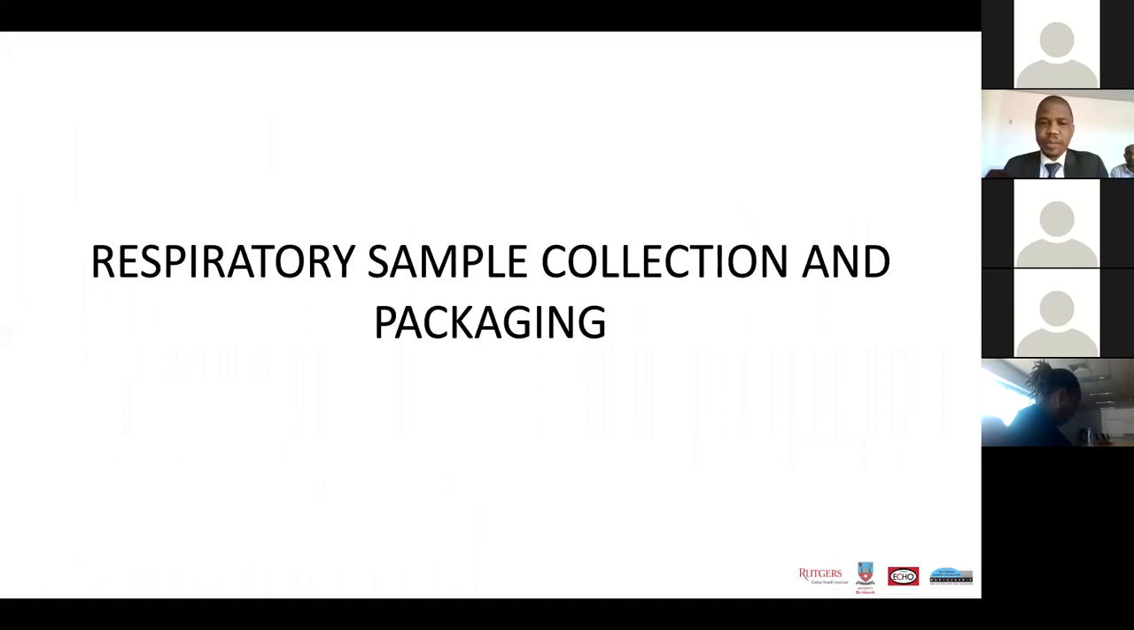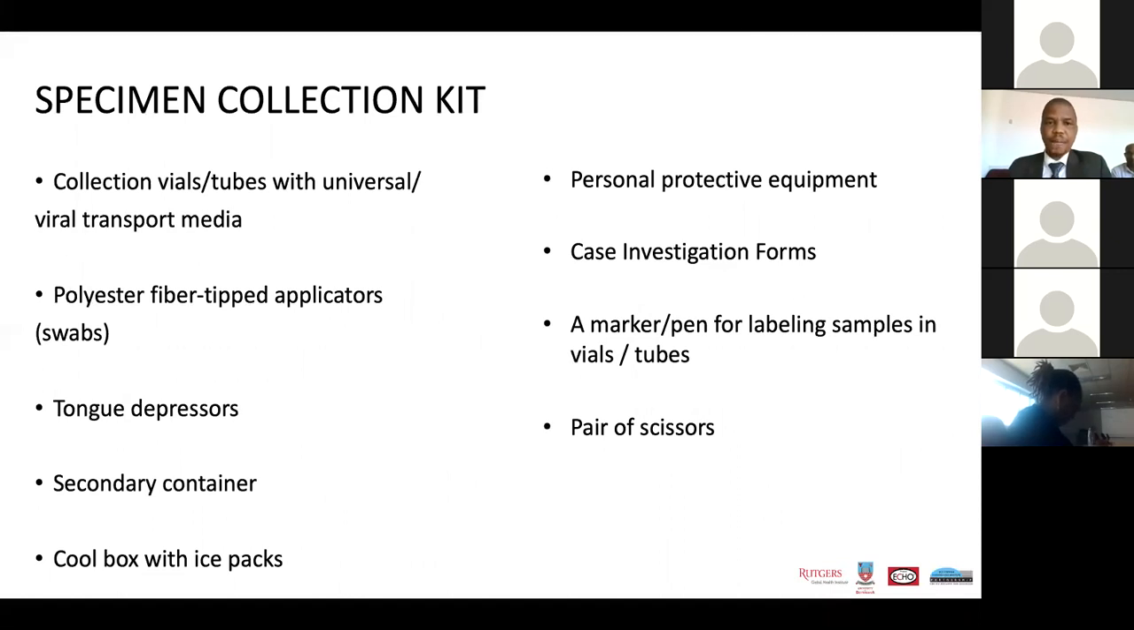The next few slides that I'm going to discuss now go into the respiratory sample collection and packaging. Of course, in preparation to perform proper sample collection, you need your ammunition, which includes the collection vials or tubes with a universal viral transport media. It is either universal transport media or viral transport media. You also need personal protective equipment. You need your case investigation form. And I have to emphasize that it is very important that the case investigation form is completed appropriately.